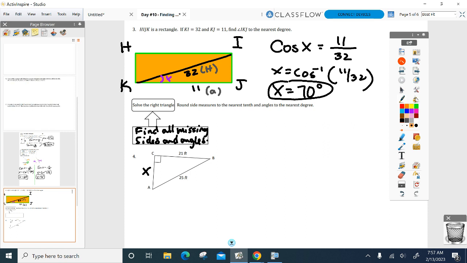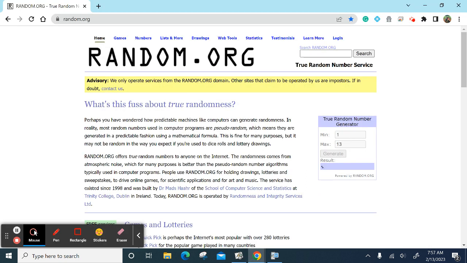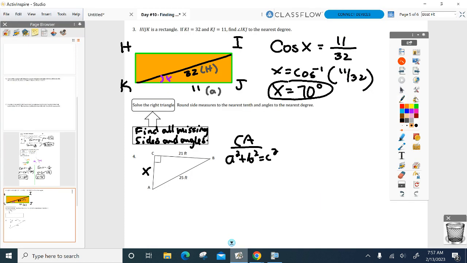What's up, Iris? Pythagorean theorem, done. Come on, guys. We can't forget about the Pythagorean theorem here. So, A squared plus B squared equals C squared. All right, what's going to go in for A, B, C? A is 21, or X, either one. B is X squared, the other leg. And C is 25 squared. All right, let's go to work. Remember it said round side measures to the nearest tenth.